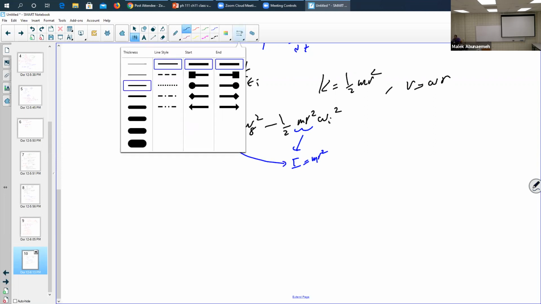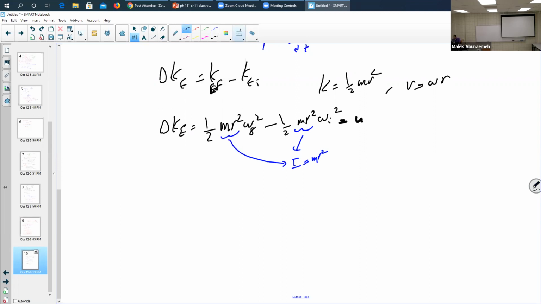Now, all of this, again, is going to equal to what? To your work. So your change in kinetic energy is 1/2 I omega final squared minus 1/2 I omega initial squared.